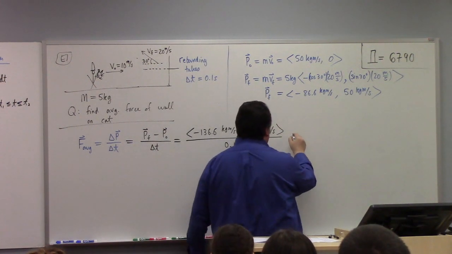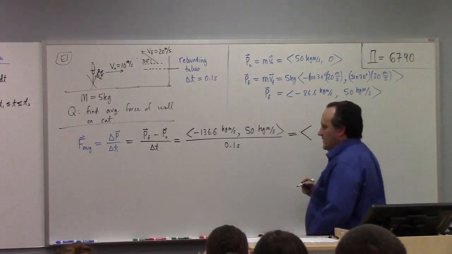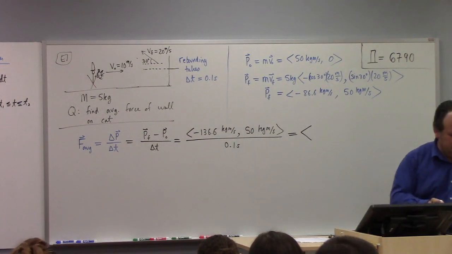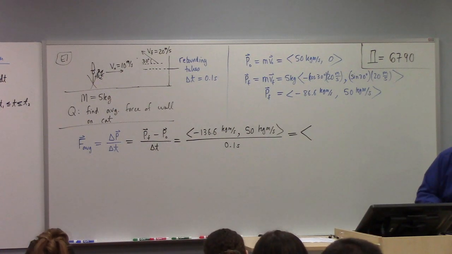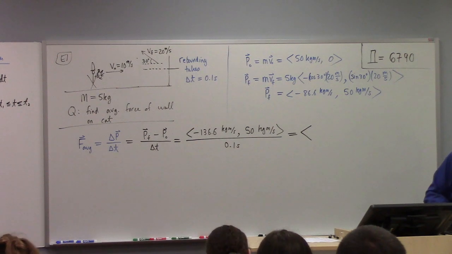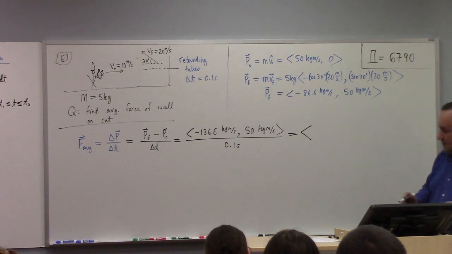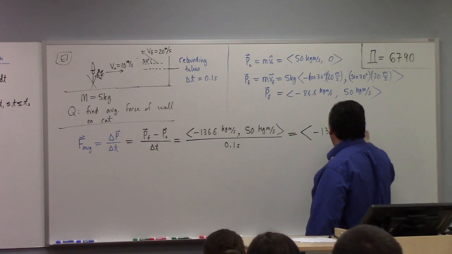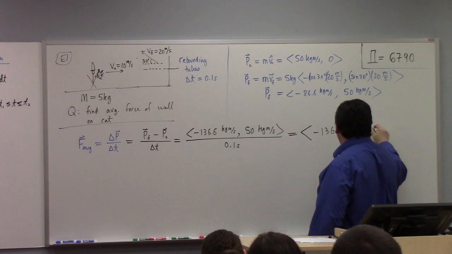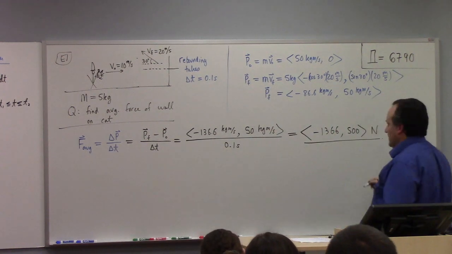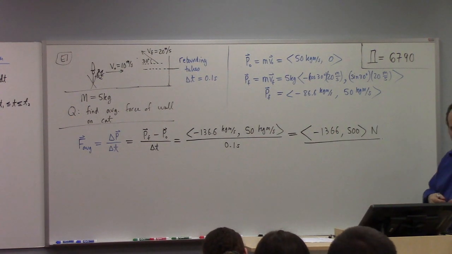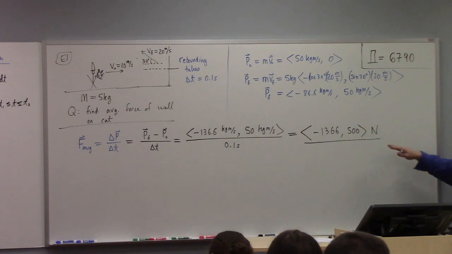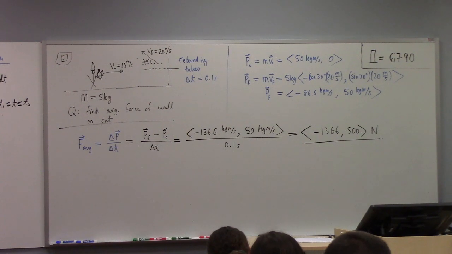So my average force apparently is minus 1366, and then 500, and the units on this is newtons, right? That's the average force. So what's the magnitude? What's the standard angle? Let's find the magnitude and standard angle of that force, right?